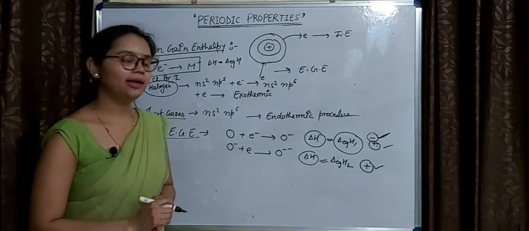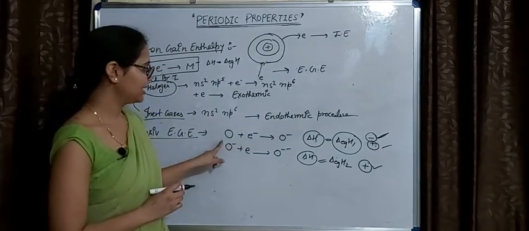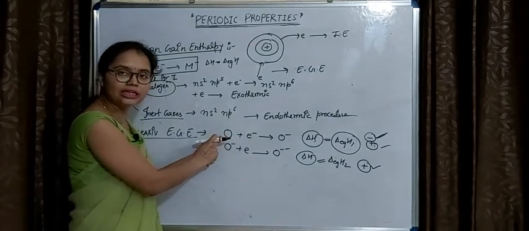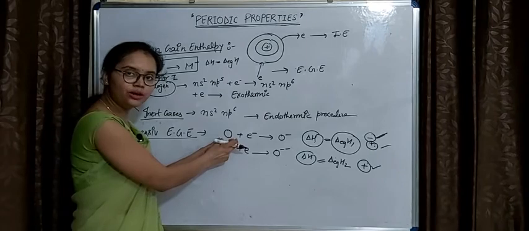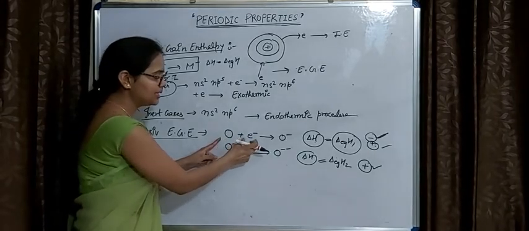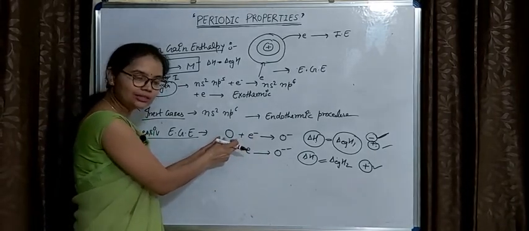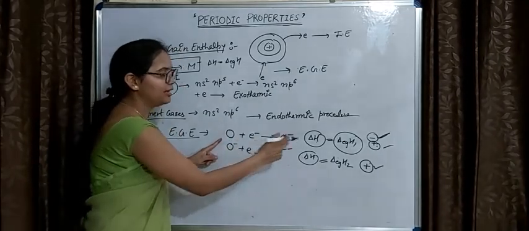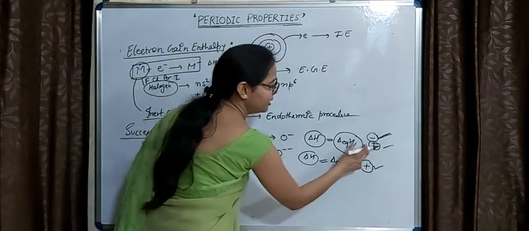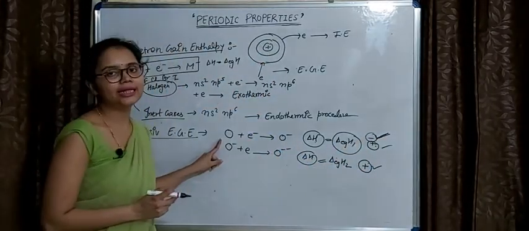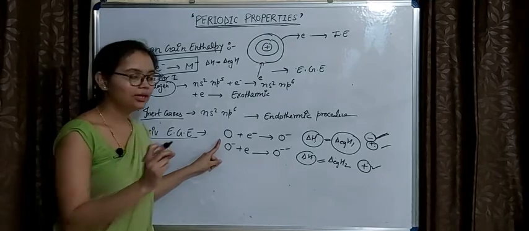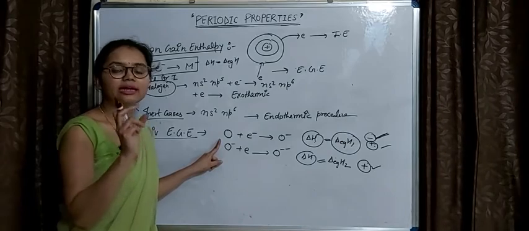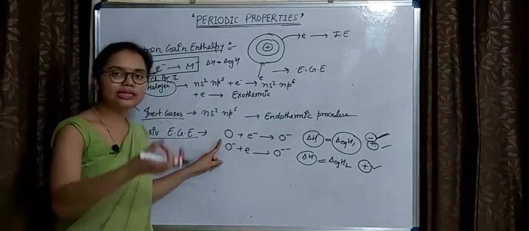So the reason behind it is that in the first case, as you can see, we are adding an electron to a neutral species, as we know that an atom is neutral. So in this case it is easy to add this electron to this neutral species. That's why in this case energy will be released and we will get a negative value of electron gain enthalpy. So basically the negative sign represents the release of energy.